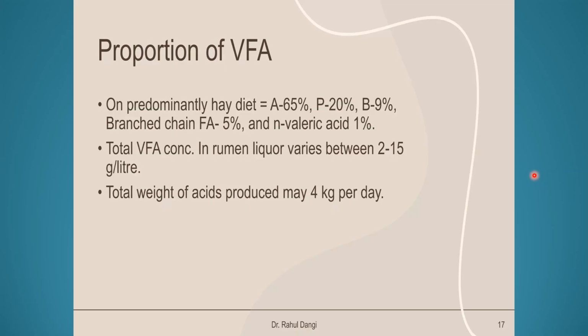Then the total VFAs, acetic acid, propionic acid, butyric acid, together become part of 2 to 15 grams per liter. So rumen liquor every day contains about 2 to 15 grams per liter. Then the total weight of the acids produced may be 2 to 4 kg per day. All these volatile fatty acids, 4 kgs per day.